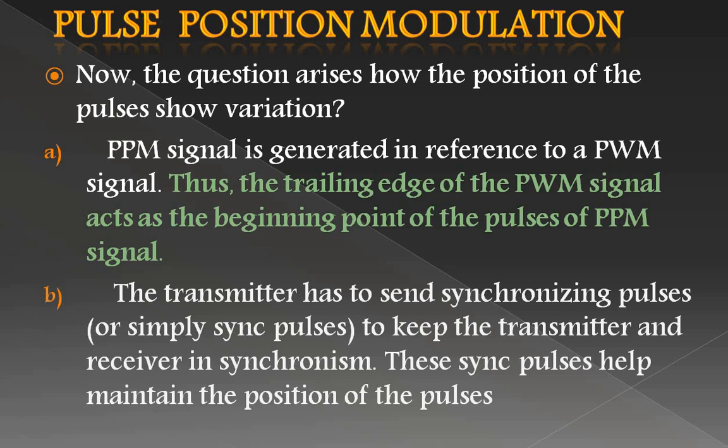See, I have clearly told you in the last class what the trailing edges are and what the leading edges are. Mostly in pulse width modulation we consider the leading edge modulation, right? Trailing edges can also be considered, but in pulse position modulation we always consider the trailing edge of the pulse width modulation. The trailing part is taken as the reference signal, and the trailing edge of pulse width modulation is the beginning point of your pulse position modulation. Okay, I hope you will remember. I'll show the figures also, so that it will be clear for you.